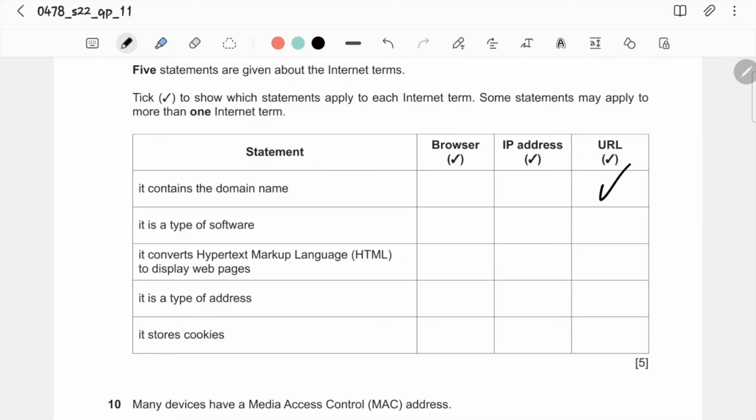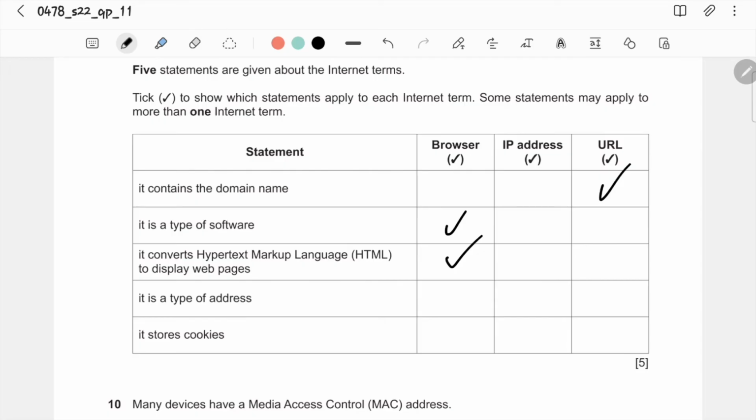URLs are for websites. It is a type of software. Only browser is a type of software. Browser manages the cookies. Browser does this. Browser does that. It's a type of software. Uses HTML only a browser. Okay, because when you want to make a website, which is a browser, you use HTML to display it. Browsers display stuff. IP address don't display anything. URLs, they don't display anything.